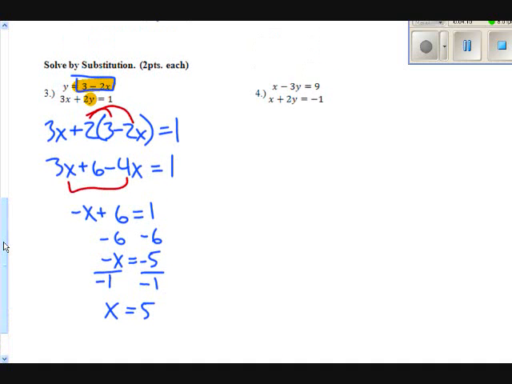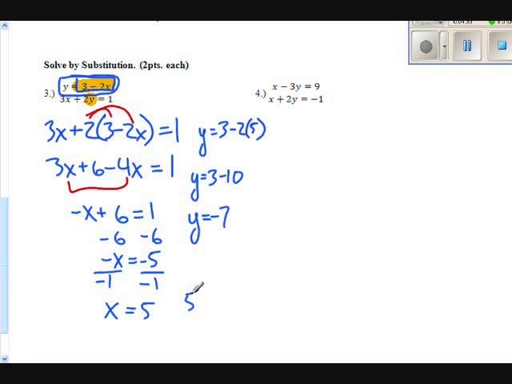But I'm not done yet. I still have to find y. Well, I'm going to take this first equation because it's already solved for y. So y equals 3 minus 2 times x, which x was the 5. So I've got y equals 3 minus 10. So it looks like y equals -7. Okay? And of course, I can write this as an ordered pair, (5, -7).